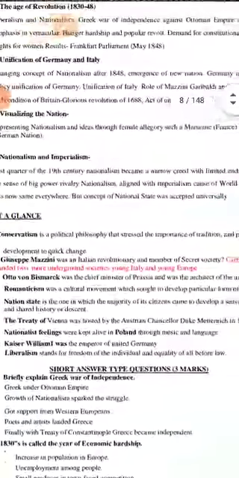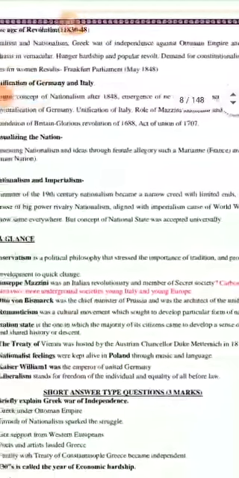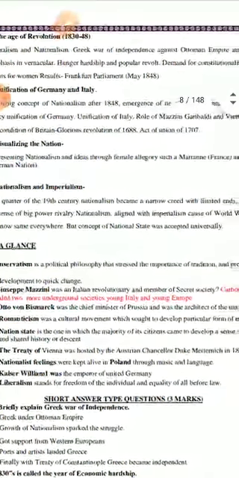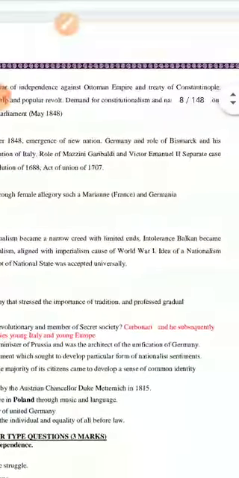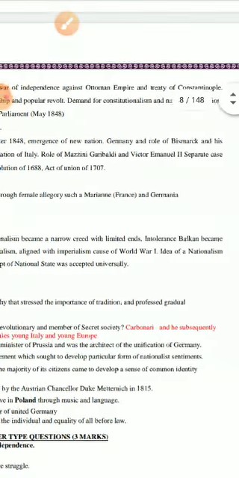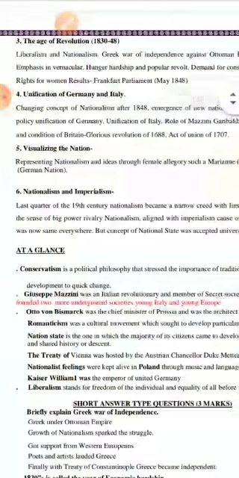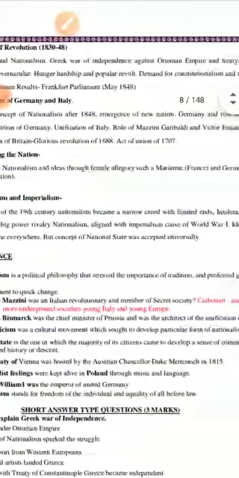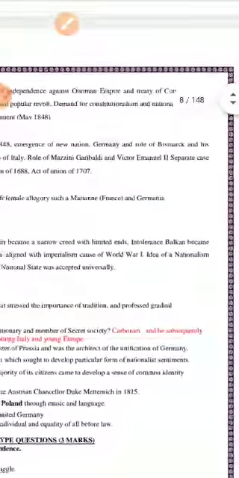At a glance, conservatism: a political philosophy that stressed the importance of tradition and preferred gradual development to quick change. Then Giuseppe Mazzini, an Italian revolutionary and a member of the secret society Carbonari, subsequently founded two more underground societies, Young Italy and Young Europe. Otto von Bismarck was the chief minister of Prussia and was the architect of the unification of Germany.